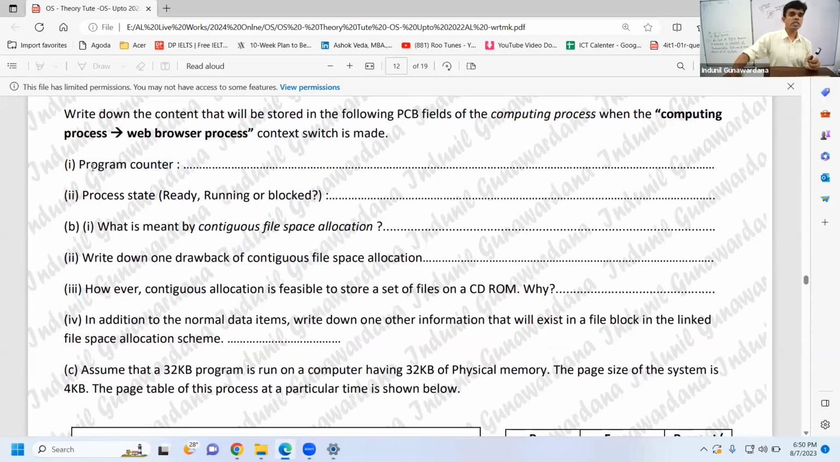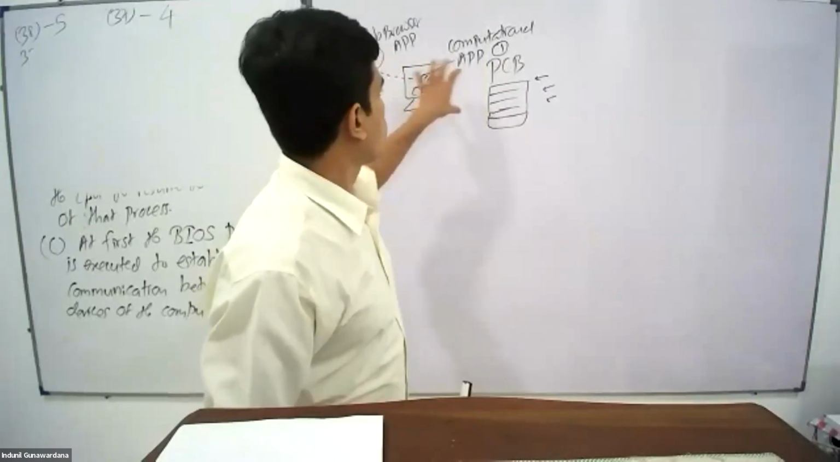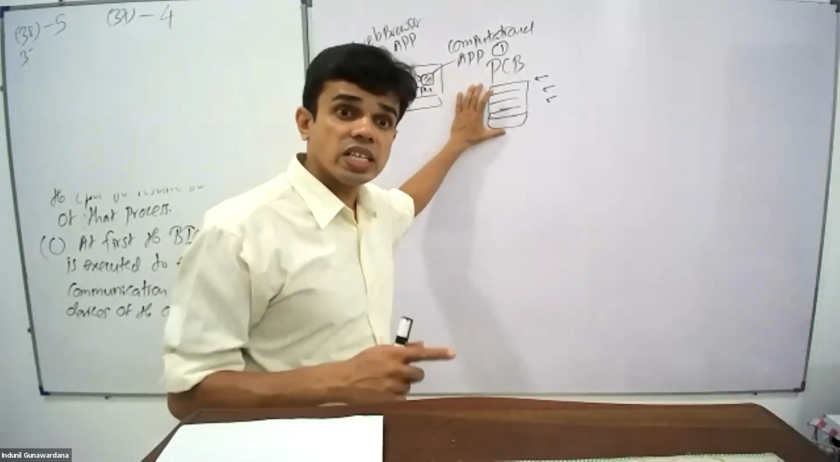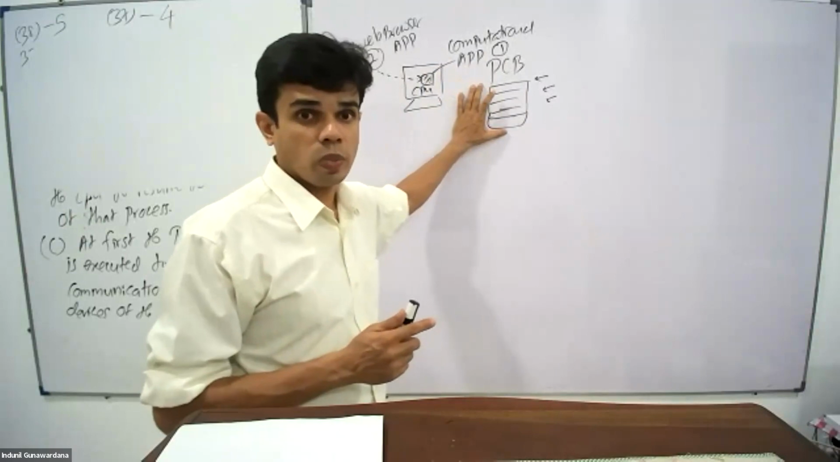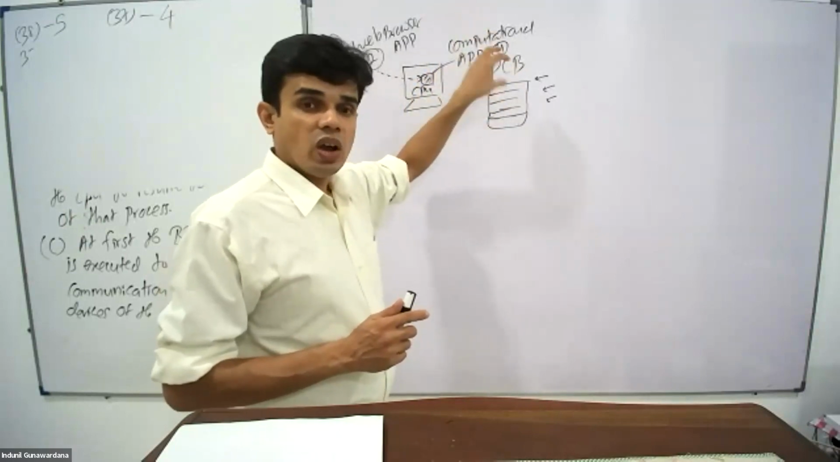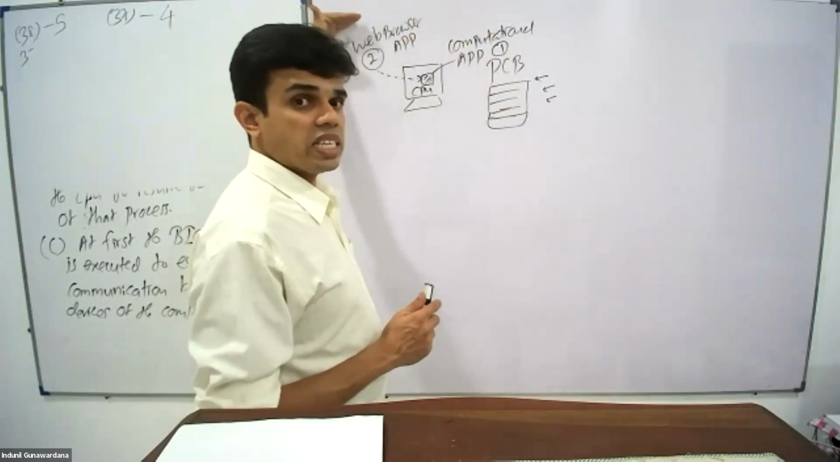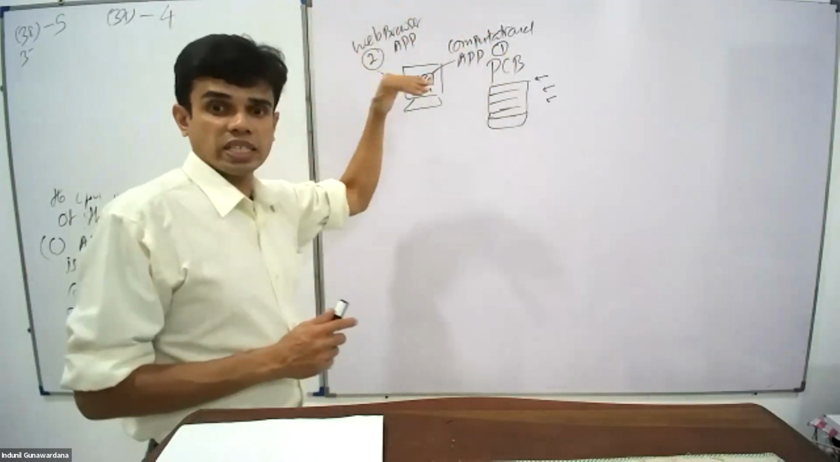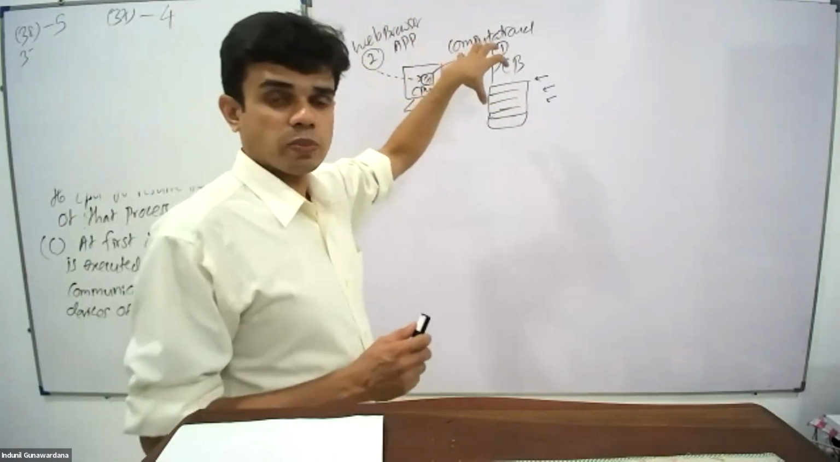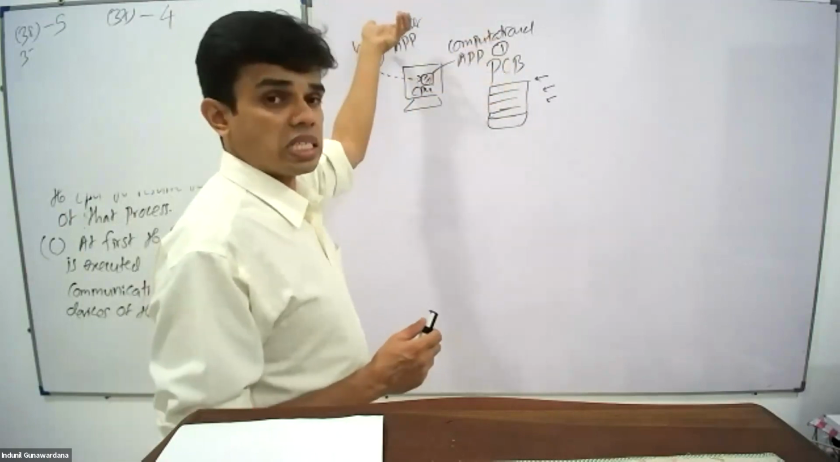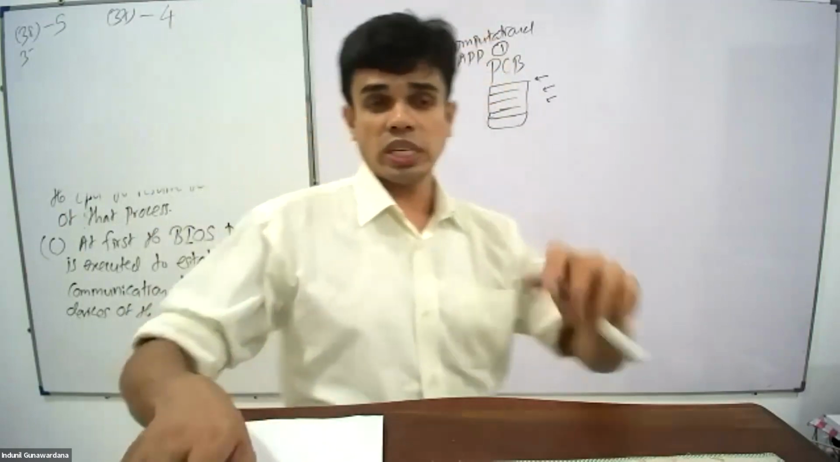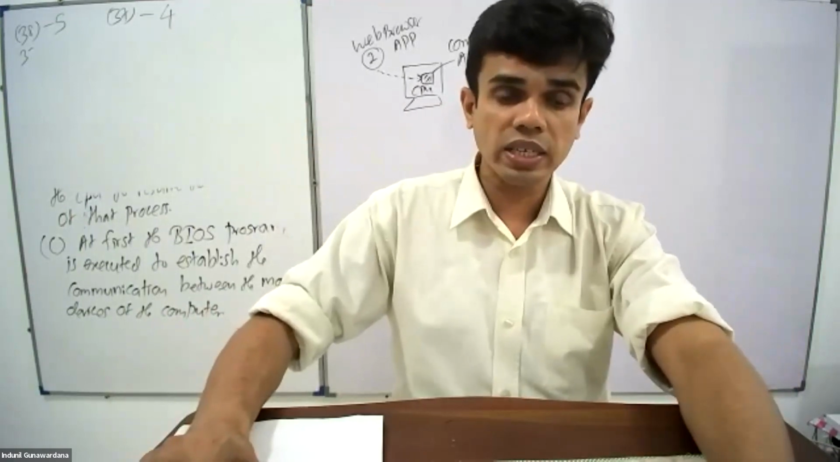Doesn't matter. What is PC? Program counter. What is it holding? Program counter is holding the address of the next instruction. When this is suspended, what is the next instruction to be executed? That is the address of the web browser application, isn't that? When this is suspending, next one to come here is web browser application. So then that's the address, right? Program counter holds the address.